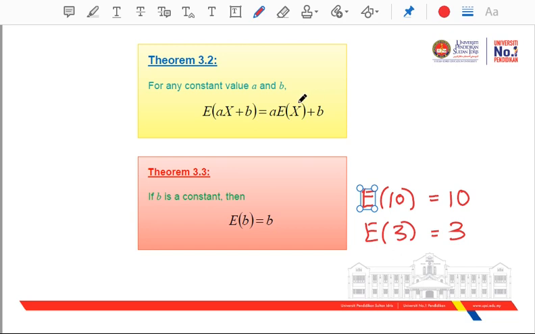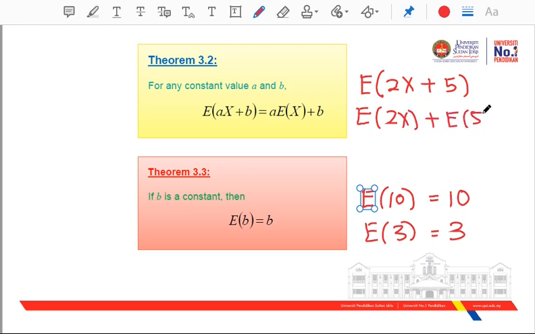The expected value of 3 is actually 3. So similar here for this one, you have E, let's say a is 2, X, and then plus b is 5, for instance. So this one you expand it, it becomes E(2X) + E(5). Basically this one is a constant, that's why you can put the constant outside here. So it becomes 2E(X) + 5, because remember, the expected value or mean of a constant is that constant.